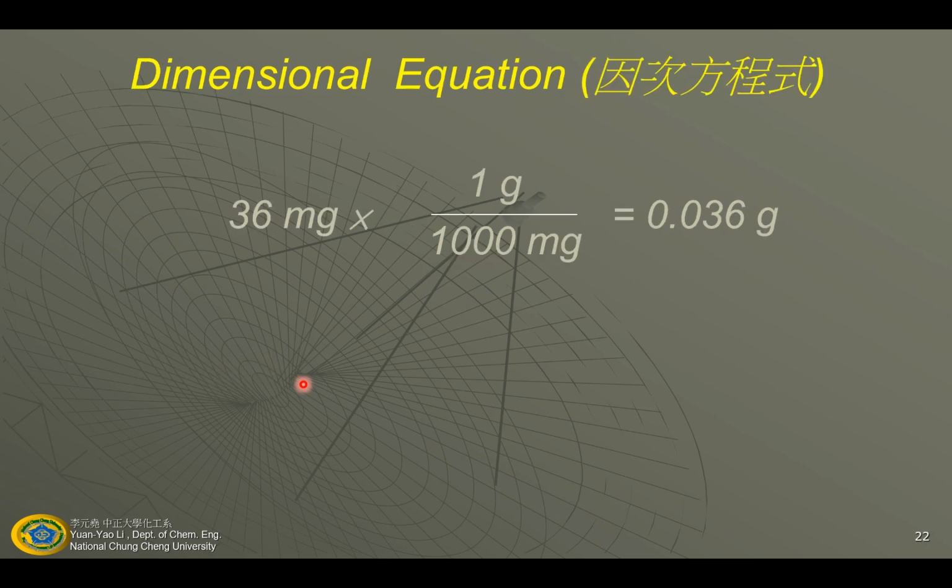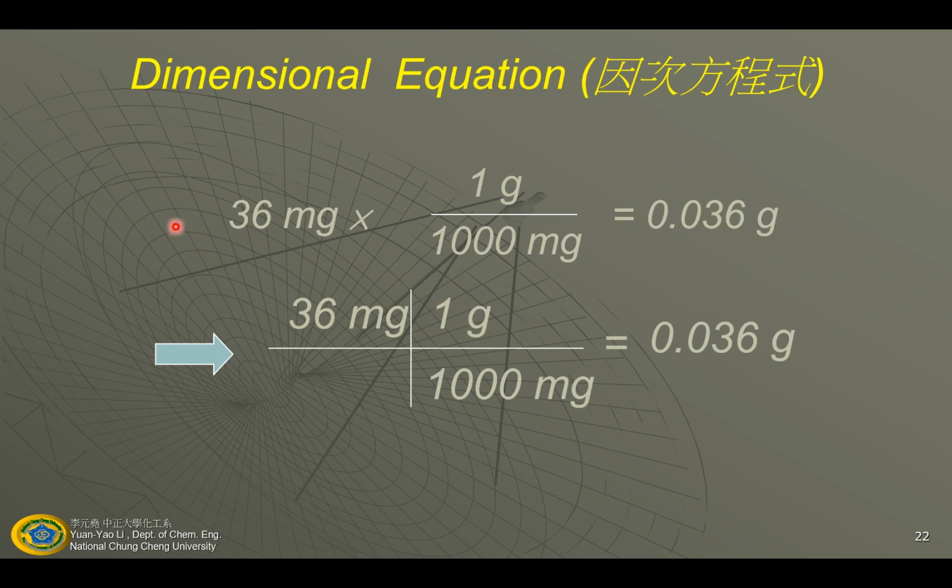So the next term you need to know is called dimensional equation. As we know that 36 milligrams times 1 gram divided by 1000 milligrams equals 0.036 gram. So this is the conversion factor, right? And this is what we call dimensional equation. What is dimensional equation? It is when you try to convert the units from one to another.